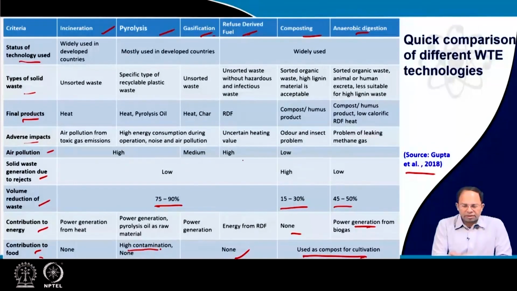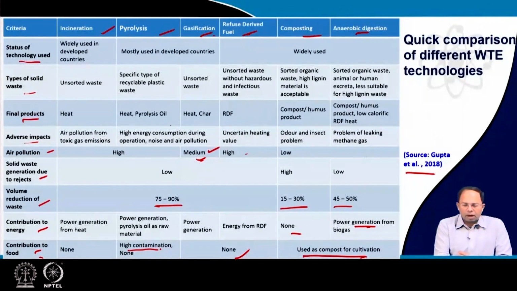Air pollution is very low in case of composting and anaerobic digestion, whereas it's high in case of refuse derived fuel and also in incineration and pyrolysis. But in gasification, the pollution is relatively lesser. So that is why it is sometimes nowadays being preferred.